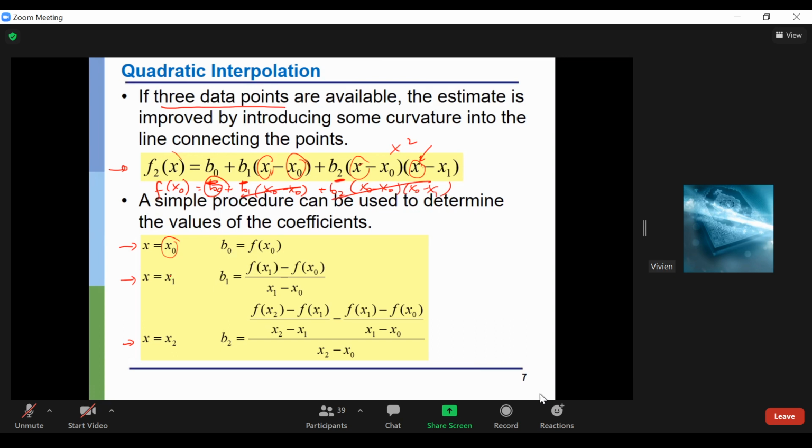Now we use the second data point and insert it into the equation, so that f(x1) equals p0, which is already known as f(x0), plus p1 times x1 minus x0 plus p2 times x1 minus x0 times x1 minus x1. This last term will be 0, so we cross that out. Here we get p1 equals f(x1) minus f(x0) over x1 minus x0.